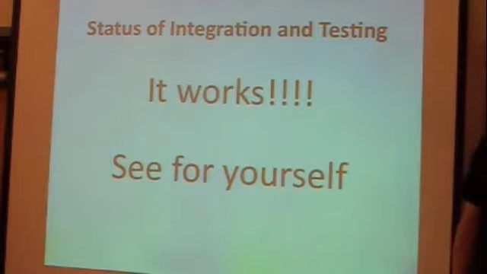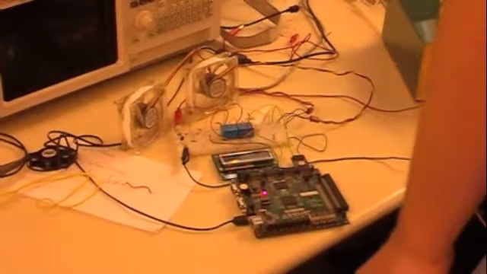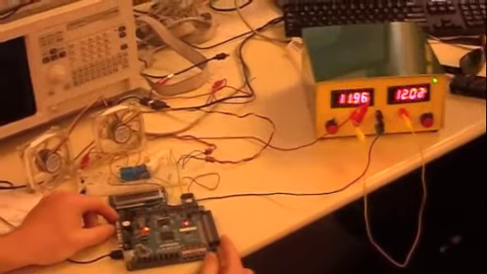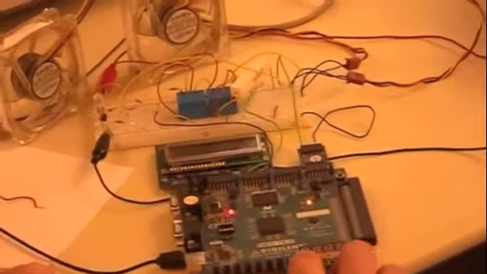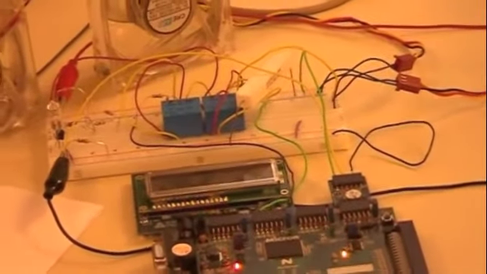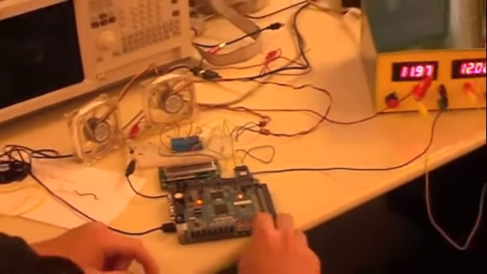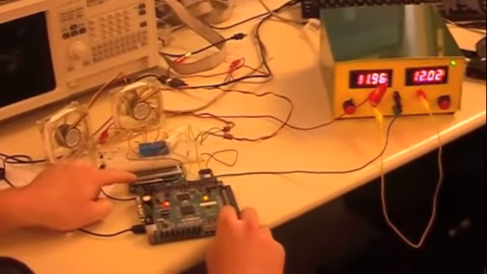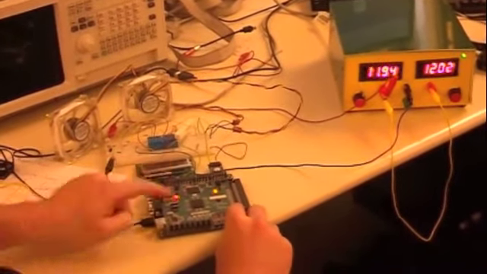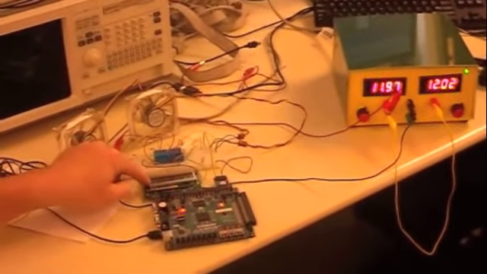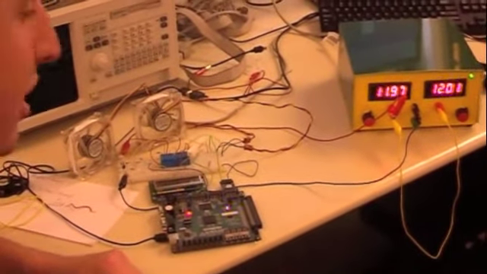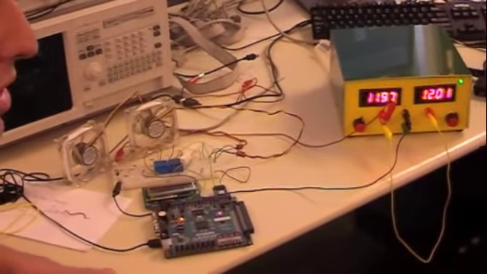Status of integration and testing: it works. See for yourself. This is the first screen. We have the current temperature, the highest recorded and the lowest recorded. You can reset these by pressing this button. You can go through all these. This will allow you to change the high value. Press it again, the arrow moves over, and allows you to change the low. That goes through for all these settings. And finally, we have our power. When nothing is being turned on, we have a very low power consumption, 0.3 watts.